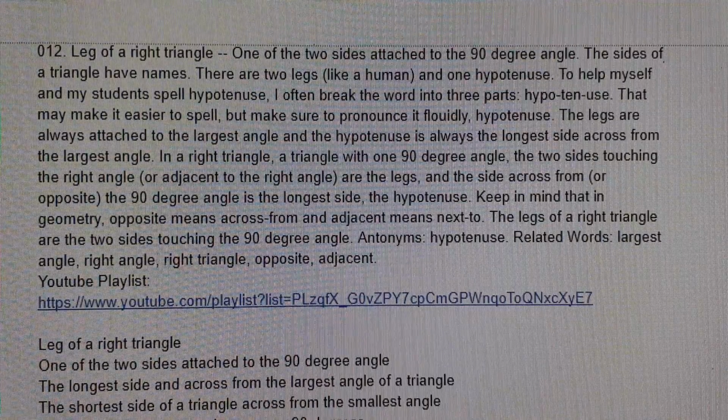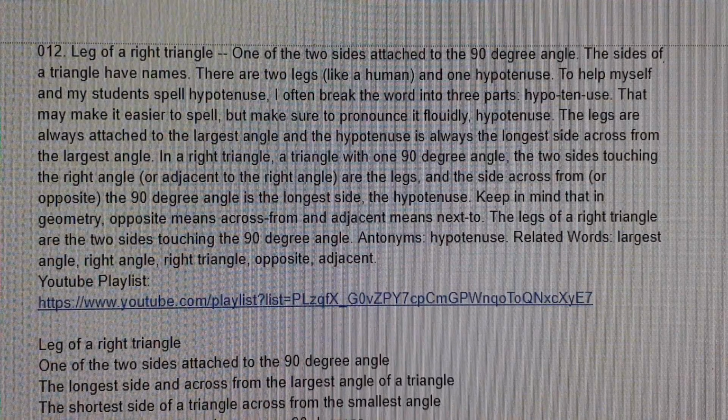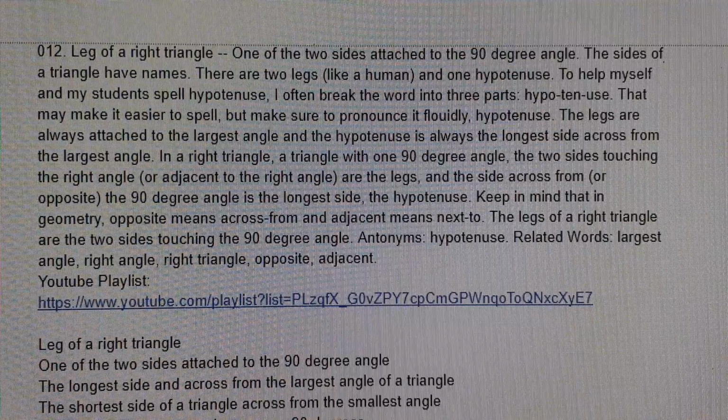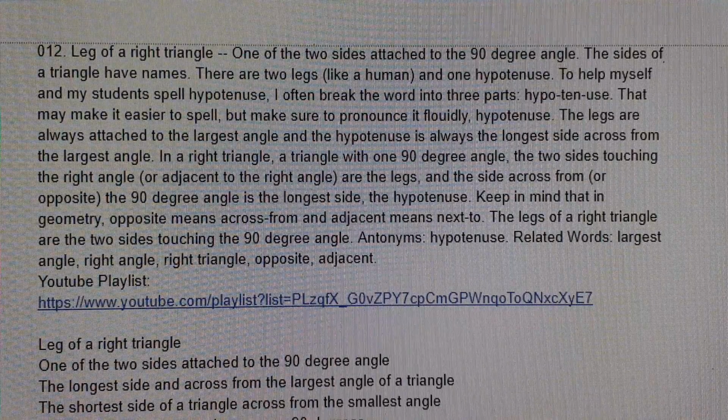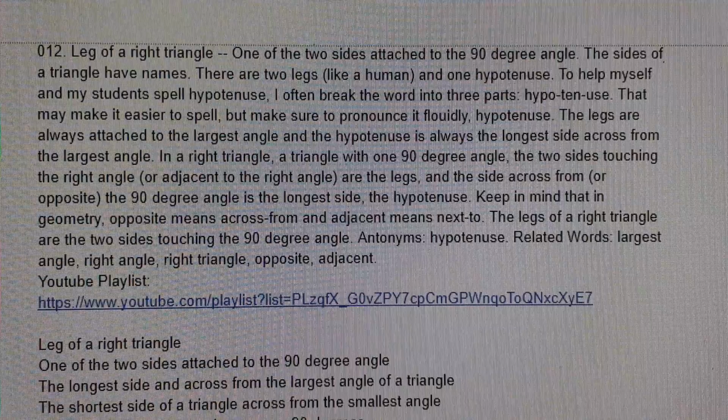Antonyms: hypotenuse. Related words: largest angle, right triangle, opposite, adjacent.